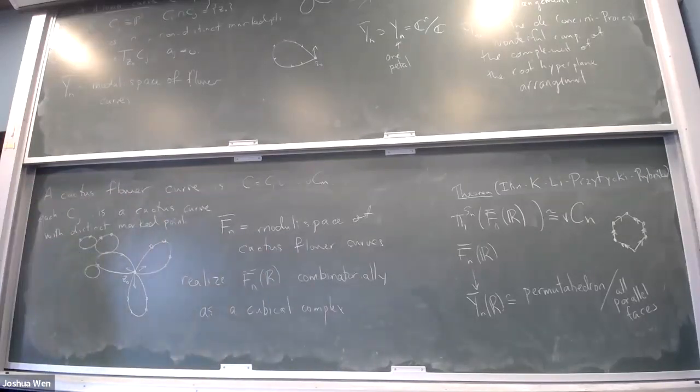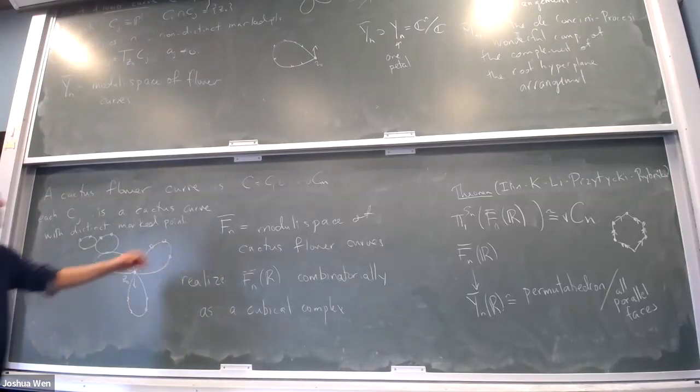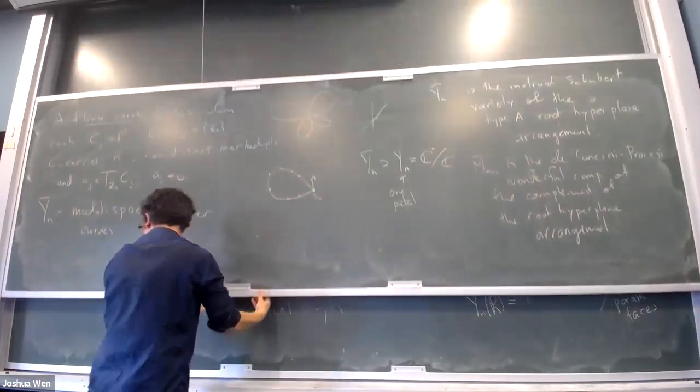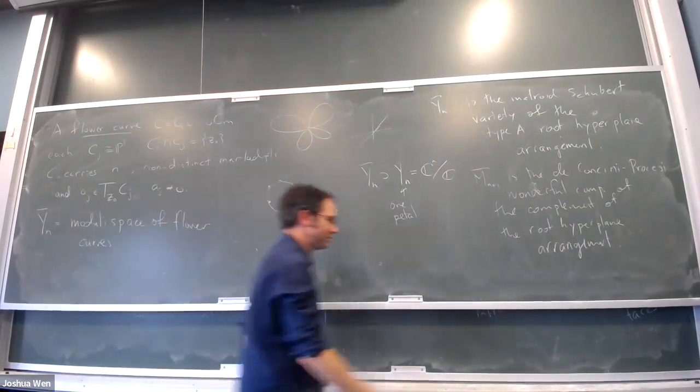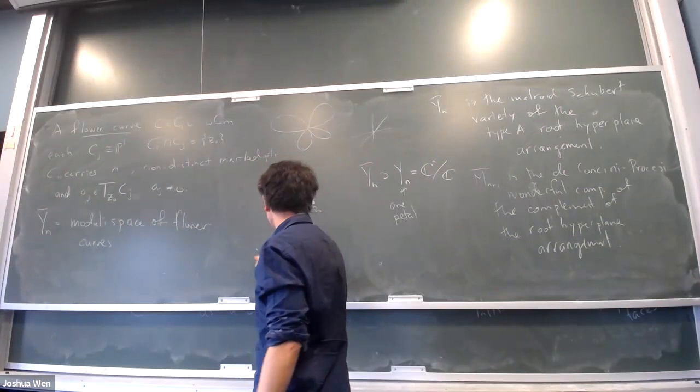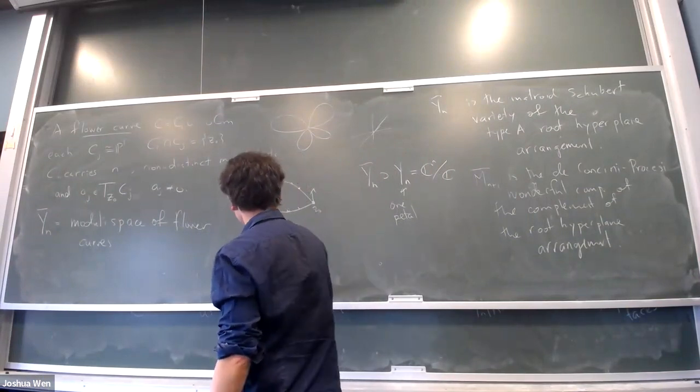Can you repeat again why N is CN on C? The open locus? Yeah. So I have a curve here with one petal. It has some marked points on it. So I consider that up to automorphism.